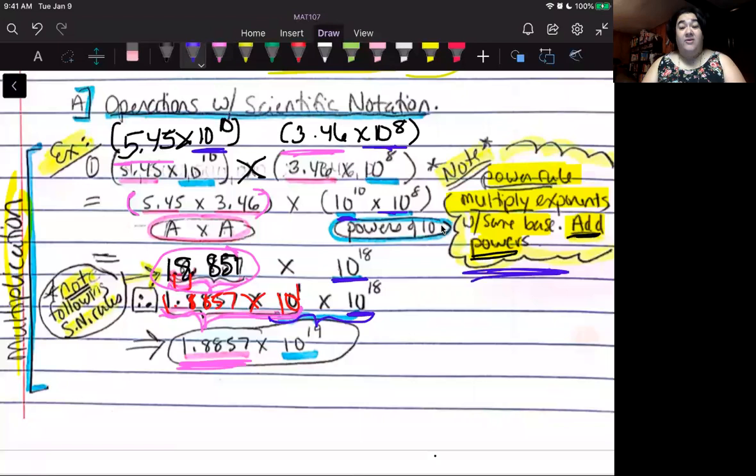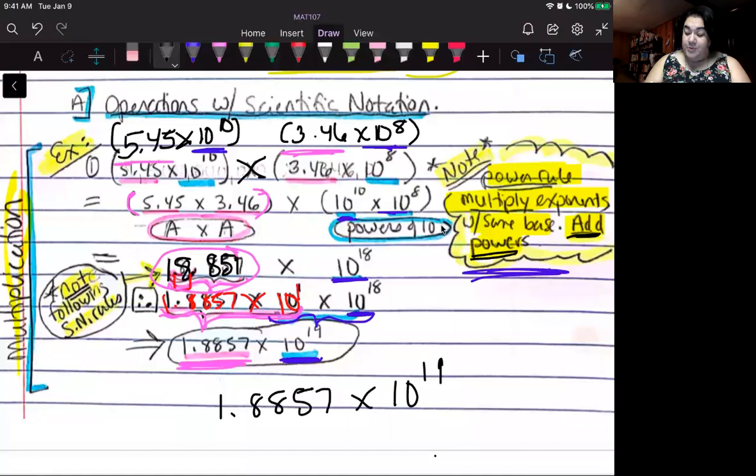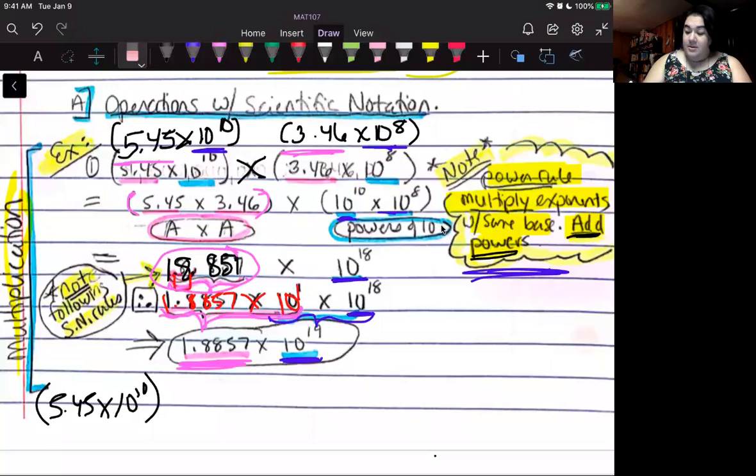So my answer becomes 1.8857 times 10 to the 19th power. And that is the answer to our original problem of 5.45 times 10 to the 10. And I'm going to make myself some room here. Times 3.46 times 10 to the 8th is equal to 1.8857 times 10 to the 19th.